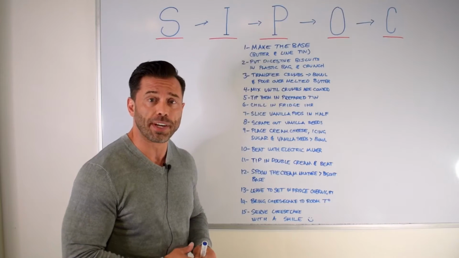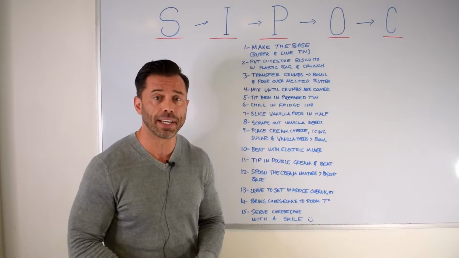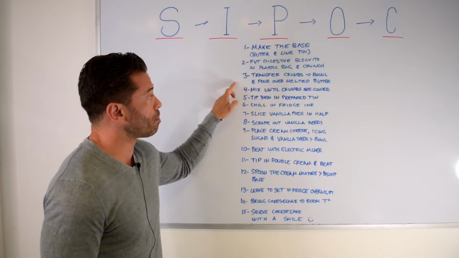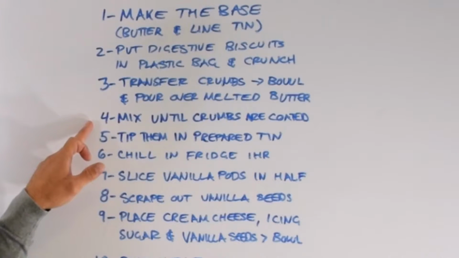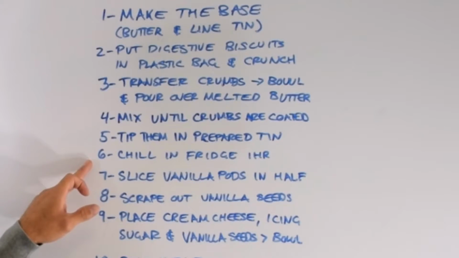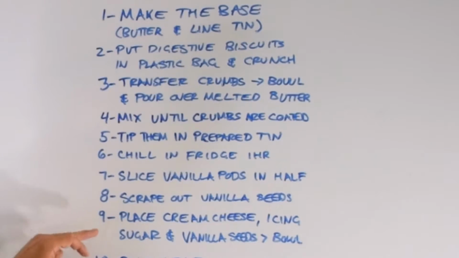All right, so we have now identified all the steps to make a cheesecake. Just to make sure we are aligned, let's read them together. After step number three, which was transferring the crumbs into a bowl and pouring over the melted butter, we then mix until the crumbs are coated. We tip them in a prepared tin. Then we chill in the fridge for 1 hour. We slice vanilla pods in half and we scrape out the vanilla seeds and place the cream cheese, icing sugar, and vanilla seeds into a bowl.